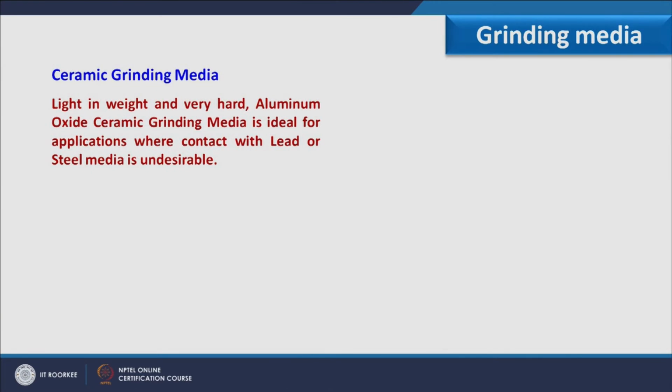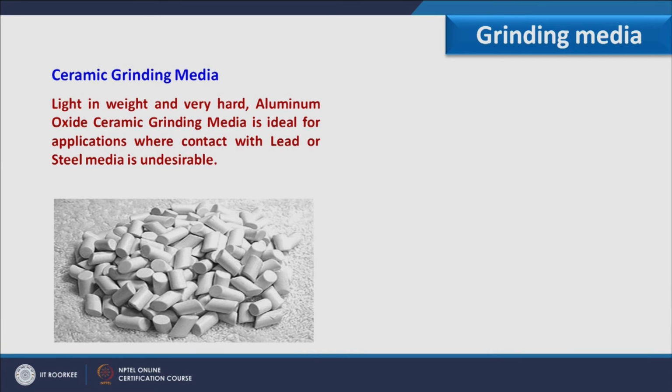Now, let us discuss the grinding media of the ball mill. First is ceramic grinding media. It is light in weight and very hard. Aluminium oxide ceramic grinding media is ideal for applications where contact between lead or steel media is undesirable. These are the ceramic grinding media, which are in cylindrical shape.